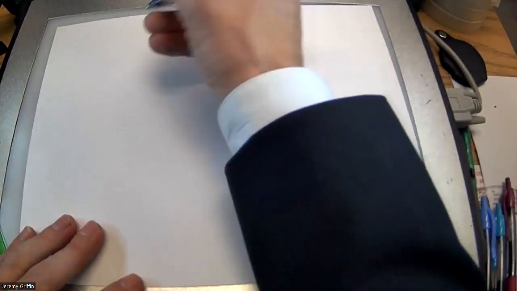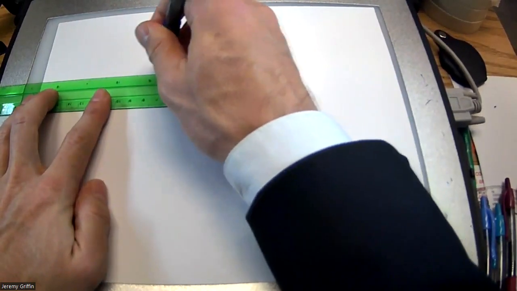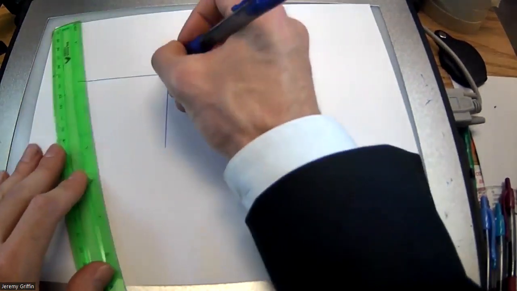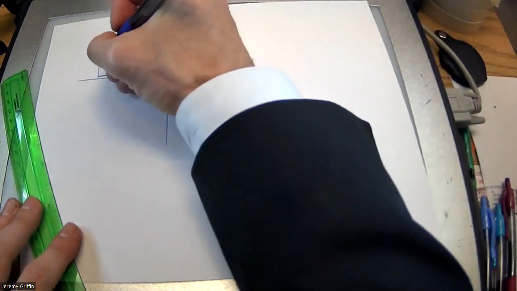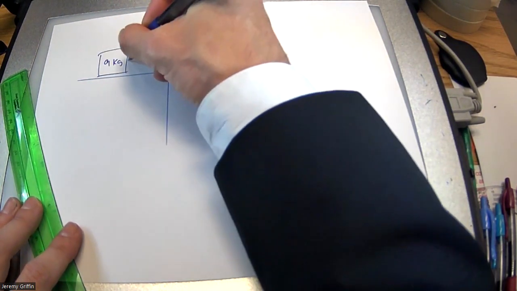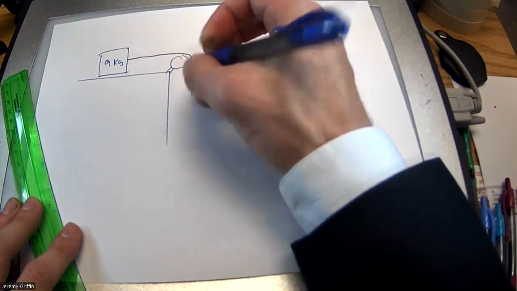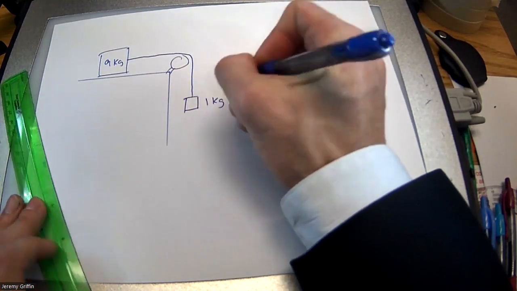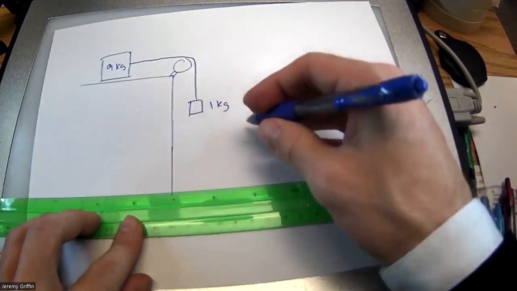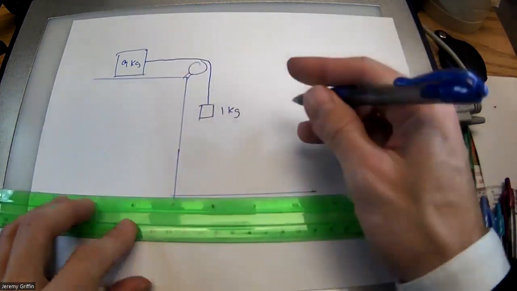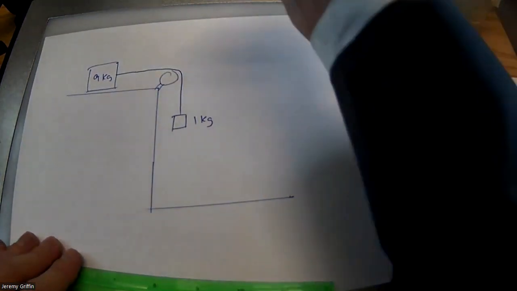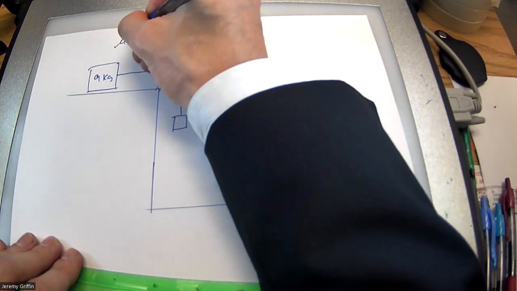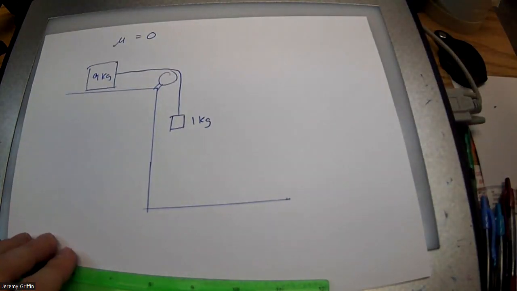Right. Let's do a modified Atwood. Let's put a block up here. I'll call this guy 9 kilograms. Connect it over a string over a frictionless pulley to, let's say, 1 kilogram. Can you guys solve for the acceleration, either the downward acceleration of the small block or the rightward acceleration of the big block? Oh, and let's say there's no friction. So I'll say coefficient of friction is equal to 0. Can you guys solve for that acceleration?